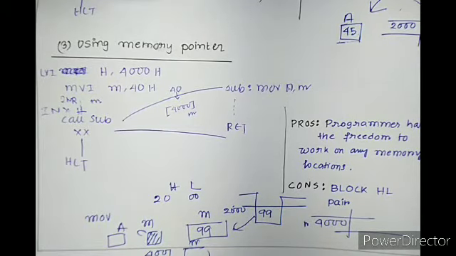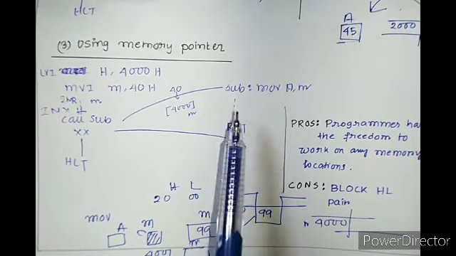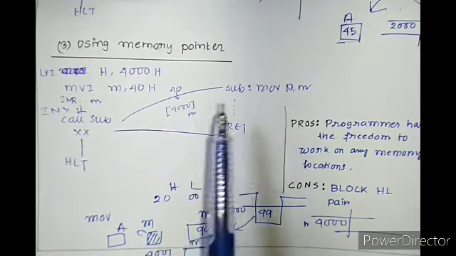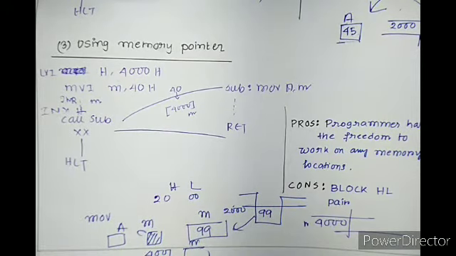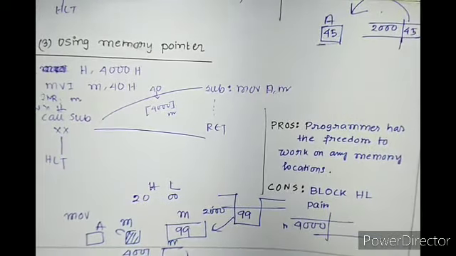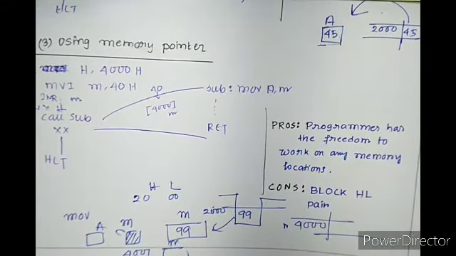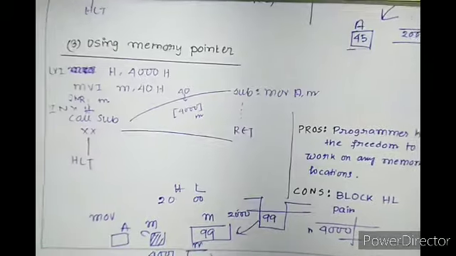At the same point, this is a disadvantage too. When we are using memory pointer, the HL register is blocked because HL has to store the initial address. After this, obviously you can do LXI, INX H and DCX H, whatever you want to. You can access many locations using this method. But the HL pair will be blocked by then. So what is the disadvantage? The programmer has the freedom to work on any memory location. I can initialize H with anything, and the consequence is it will block my HL pair.